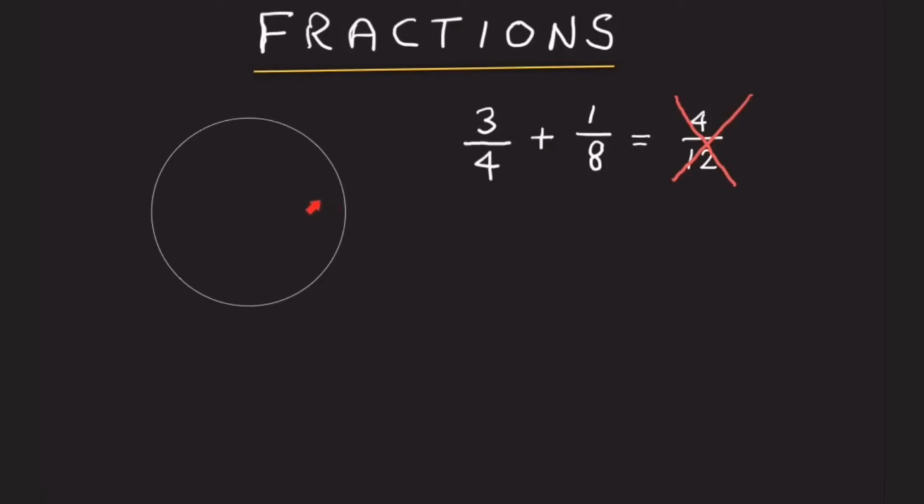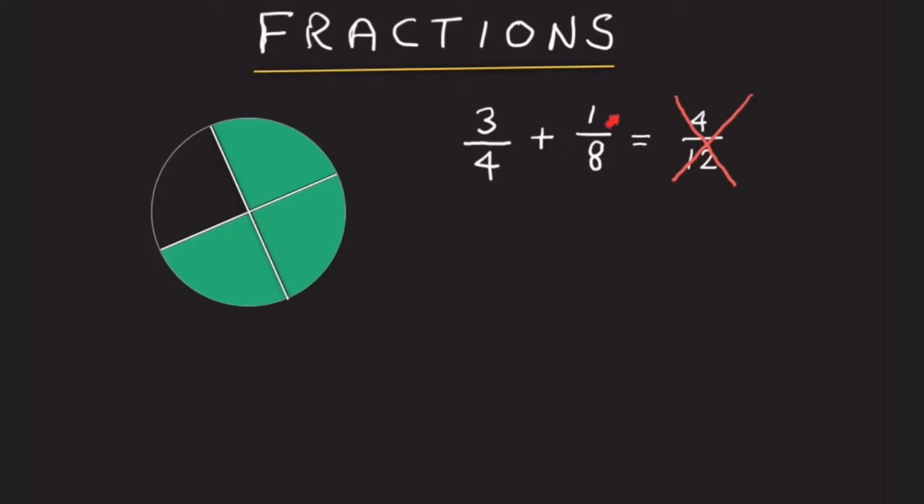Okay, so the circle represents the whole pizza. So how do we represent the fraction 3/4 from the circle? Well, the bottom number in a fraction represents the number of parts we're going to divide the circle into, and the top number, the 3, represents the number of parts that we want out of that pizza. So we want to divide the pizza into 4 pieces, and we want 3 of those pieces. So you can see that I have divided the circle up into 4 pieces, and now I want to take 3 of those pieces.